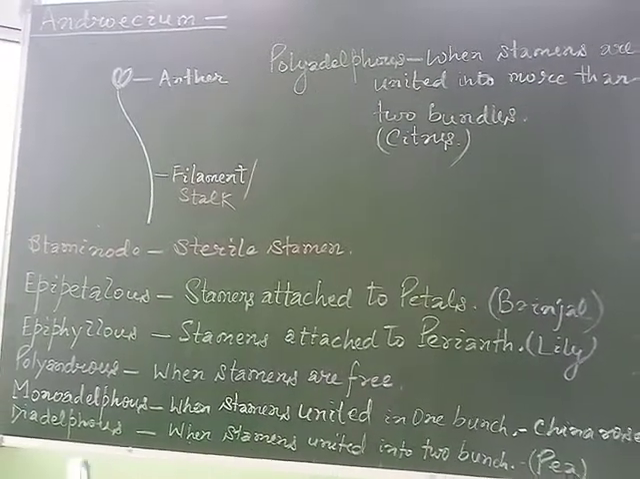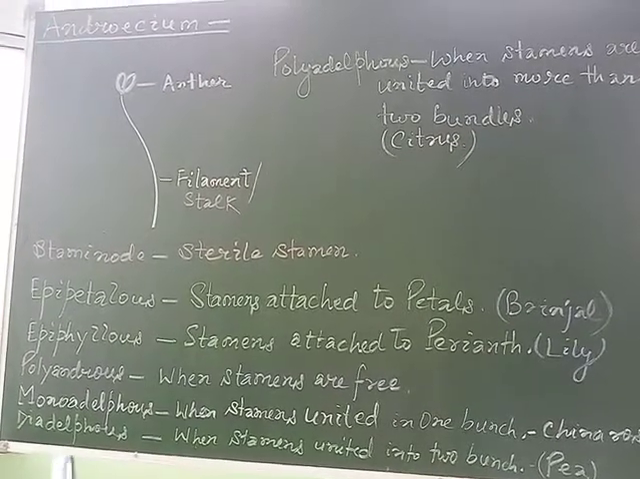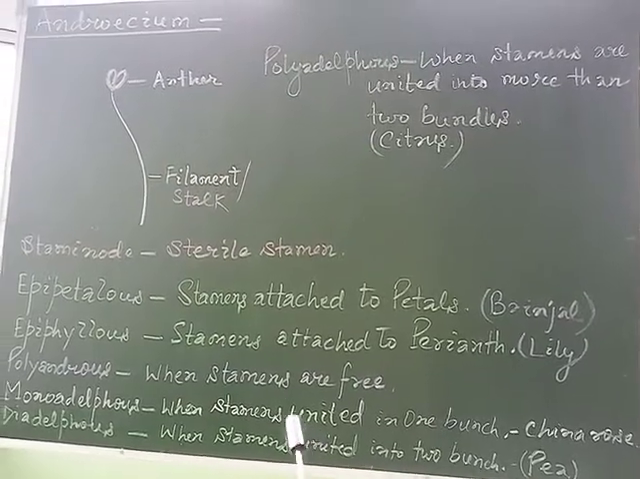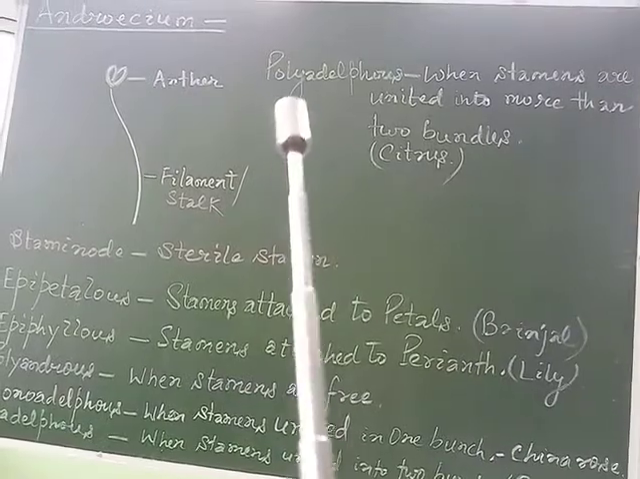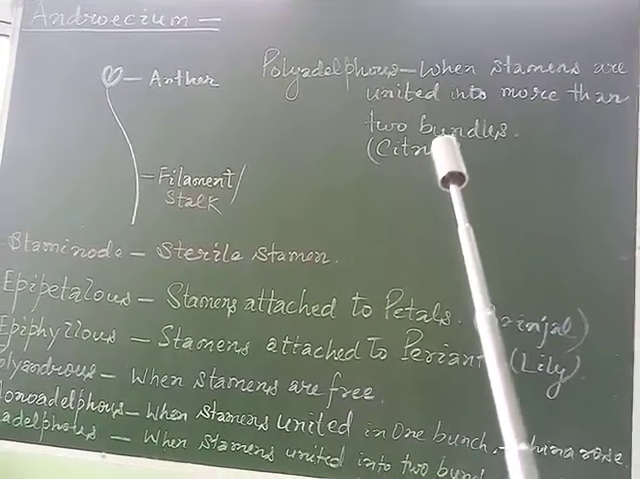Or if the stamens are united in two bunches, then the condition would be called diadelphous. For example, in the case of pea. Just like that, when the stamens are united into more than two bundles, then the condition would be called polyadelphous condition. For example, in the case of citrus fruits.